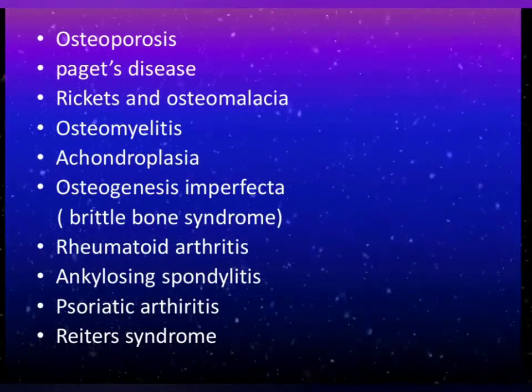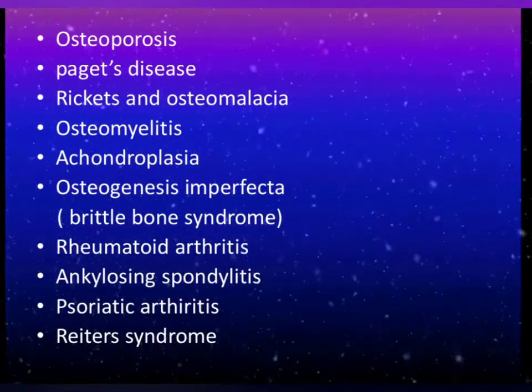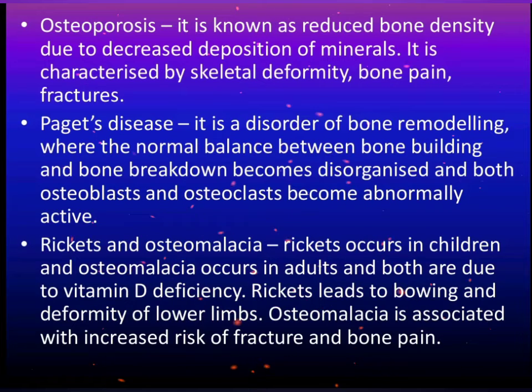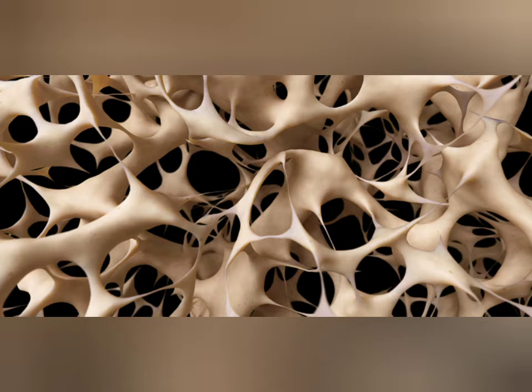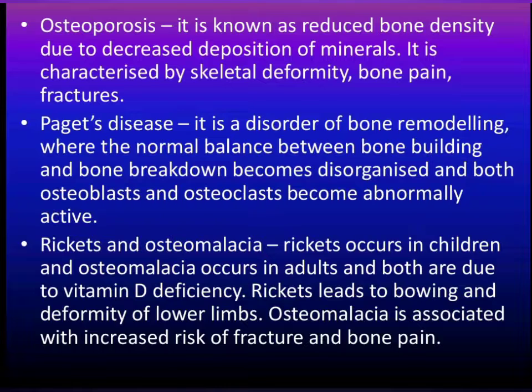Now first let us see about osteoporosis. It is known as reduced bone density due to decreased deposition of minerals. It means bone density is reduced because its deposition does not keep pace with resorption. It is characterized by skeletal deformity, bone pain, and fractures. Fractures may be at the hip, wrist, and vertebrae.